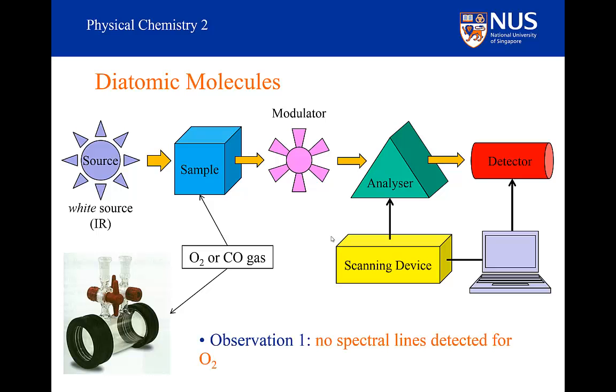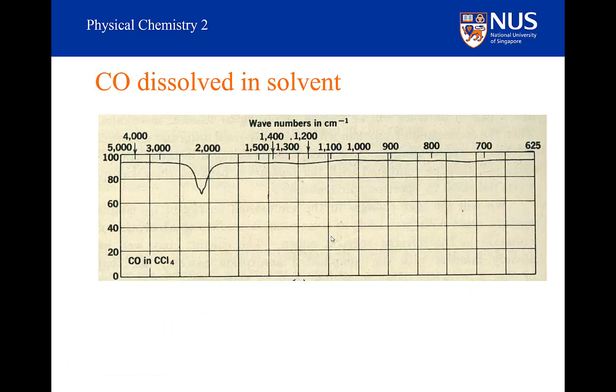Well, our first observation is that we do not get any spectral lines for dioxygen or O2. And in fact, for any homonuclear diatomic, you cannot get an infrared spectrum. We only get a spectrum for a heteronuclear diatomic. So what does an infrared spectrum look like for a heteronuclear diatomic?